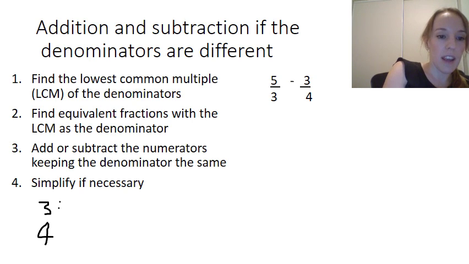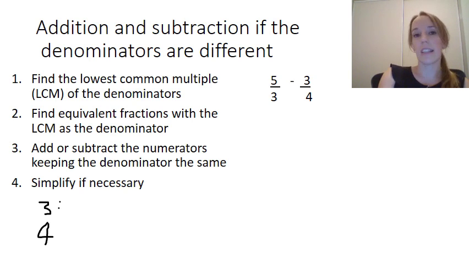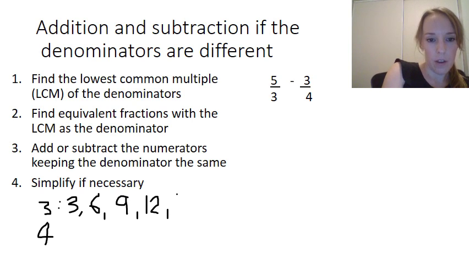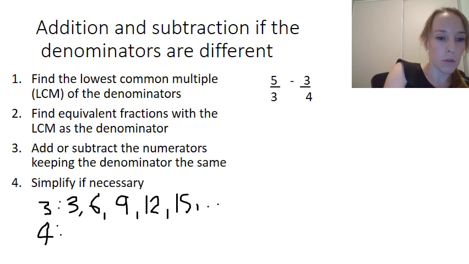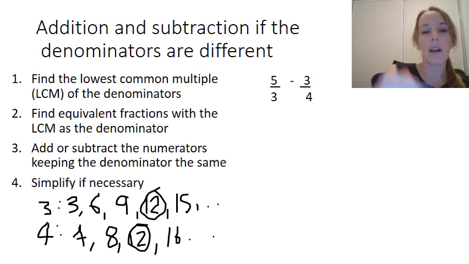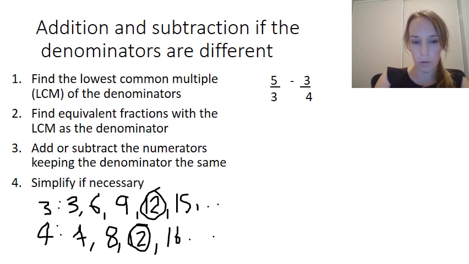The easiest way to do that is just to start listing the multiples. The multiples of 3 are 3, 6, 9, 12, 15, etc. We could go on forever. And the multiples of 4 are 4, 8, 12, 16. Again, we can go on forever. You can see there our lowest common multiple is 12. So we found our lowest common multiple. That's step 1 done. We know it's 12.